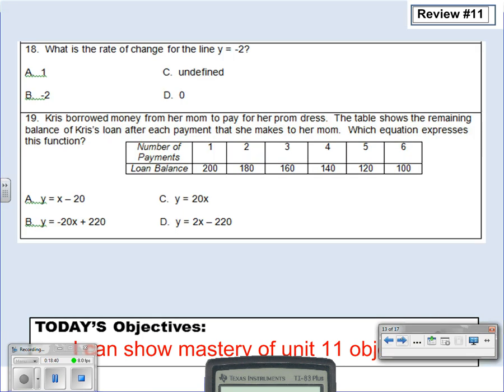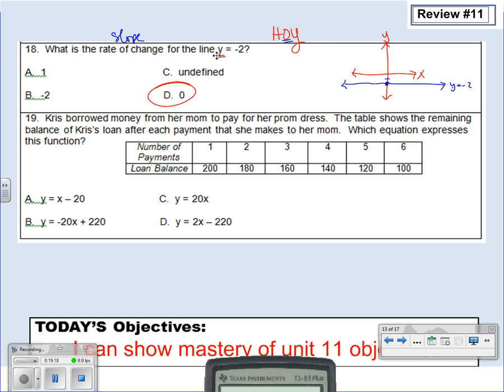Number 18, what is the rate of change for the line y equals -2? Notice y is the only variable that's in there, so here's a HOI. HOI means it's a horizontal line, so I can draw that. Here's my y-axis, x-axis. I want -2. It's going to go through. We can see the rate of change is just another way of asking for slope, and this has a slope of 0. So our answer is D.